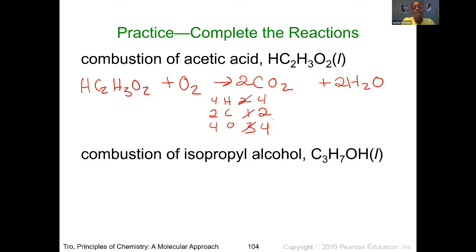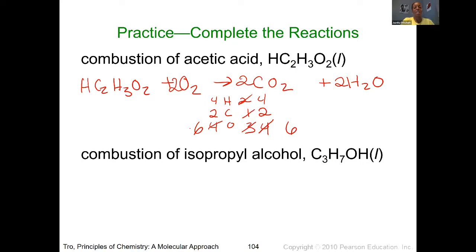But now it has altered the oxygens. So we now have a total of 4 coming from carbon dioxide. 2 more gives us a total of 6. So to balance this out, we would need to add a 2 here, which will now give us 2 times 2 is 4, plus 2 more gives us 6 oxygens. So this will check out.